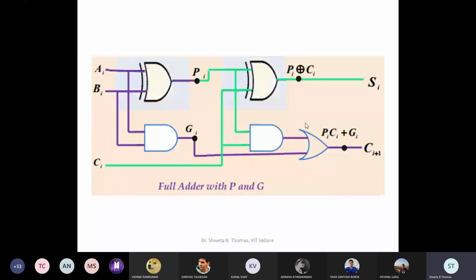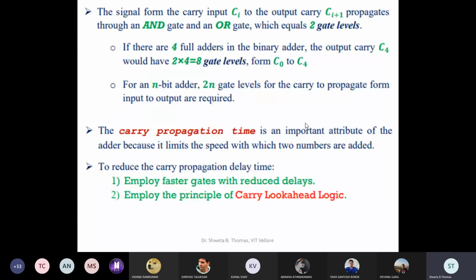If you see the gate level for the sum, for one stage the gate level will be 2. For 2 stages, it will be 4. For 3 stages, it will go on like this. So the same thing, if you simplify it, the signal from the carry input Ci to the carry Ci plus 1 propagates through an AND gate and an OR gate, which is equal to 2 gate levels.